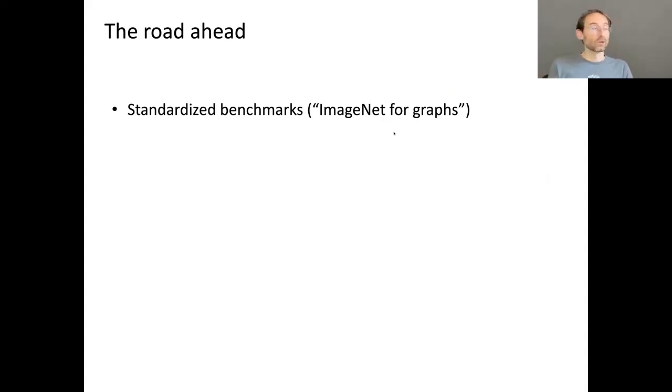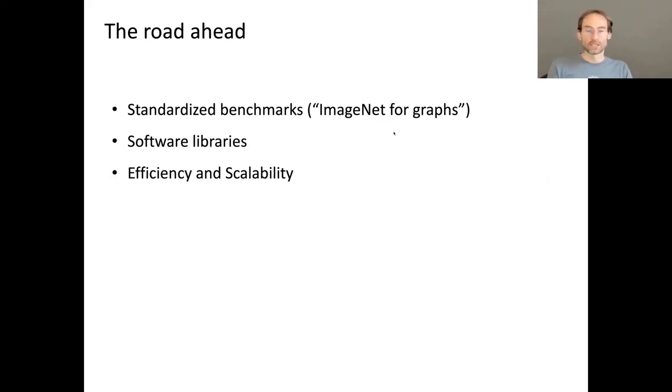So now there is an effort, the Open Graph Benchmark, OGB, that is spearheaded by Jure Leskovec from Stanford. This is becoming the de facto standard for testing graph neural networks. So I hope that this will be the analogy of ImageNet for graphs. Second thing is software libraries. This is something that was completely lacking just a couple of years ago. Now we do have professionally maintained libraries such as DGL or PyTorch Geometric.